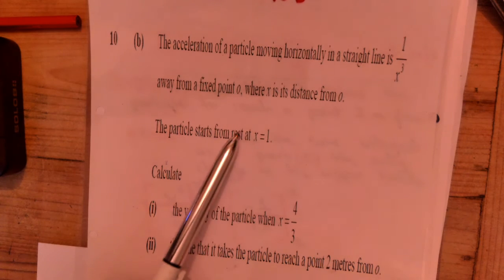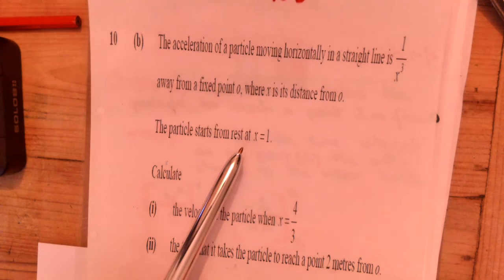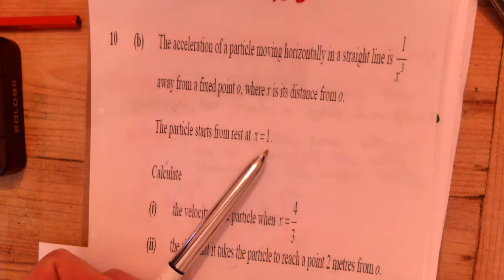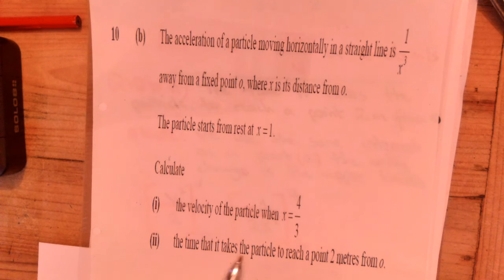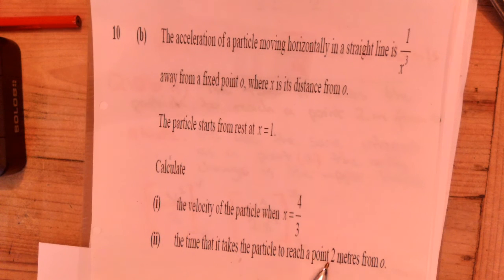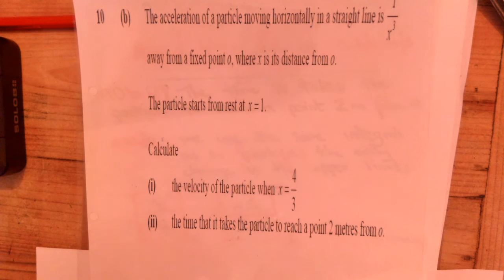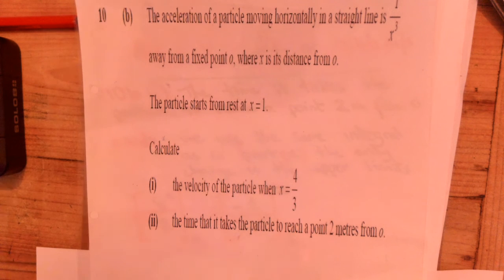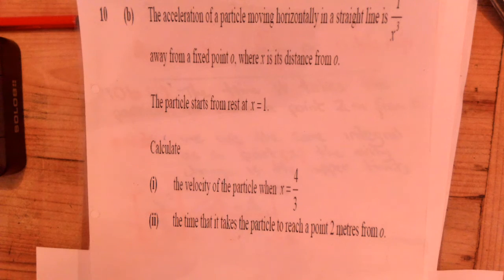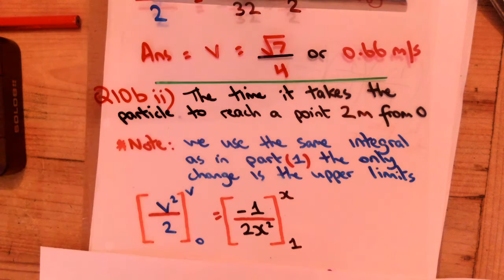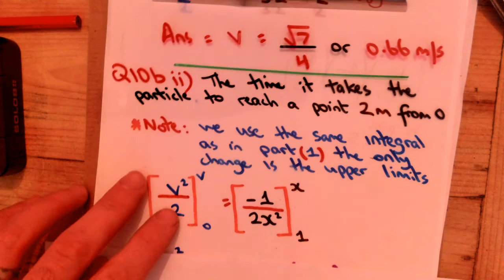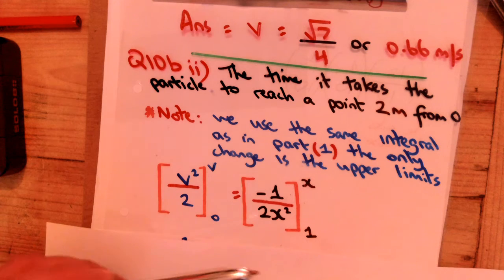So once upon a time, how far is it from O? 1 meter. The time that it takes the particle to reach a point 2 meters from O. So how much further does it have to go to be 2 meters from O? You with me? So link it back in then. So that's why we have these limits then.